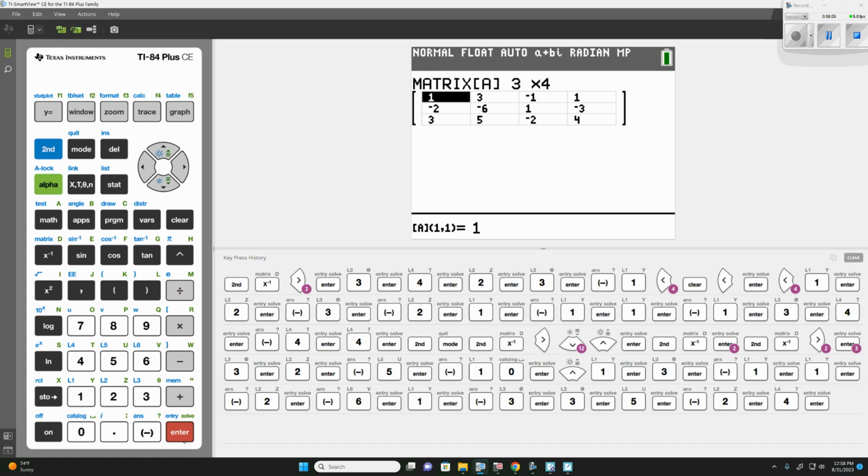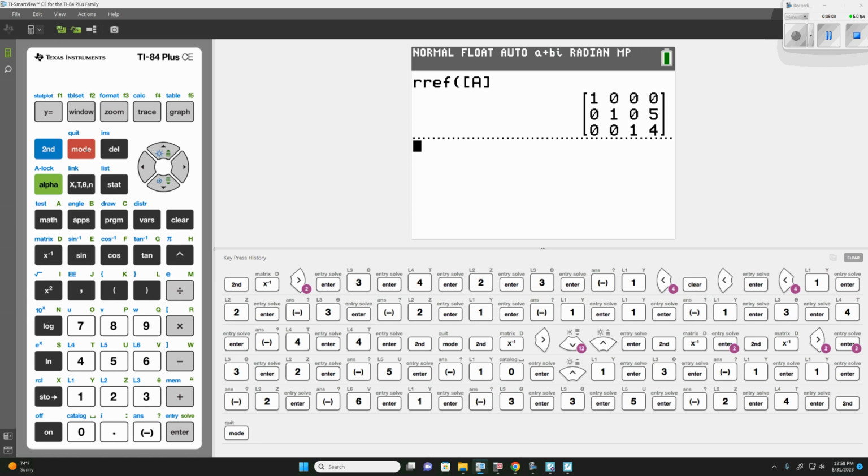We got it all typed in. Then from here we go second quit, yes? Now, we feel comfortable finding RREF, and then doing matrix A, yes? Well, I'll show you this. I already have it typed in. So I'm going to go up and highlight it, hit enter, enter. It'll give it to us because, again, we changed matrix A, so it applied it to the new matrix.